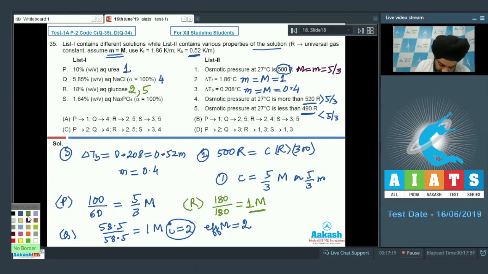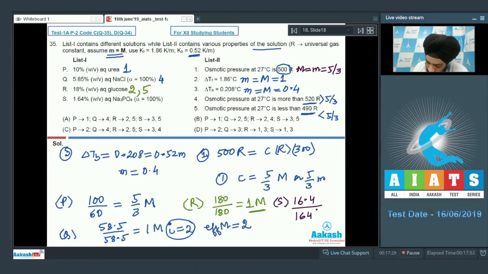If we talk about the last option now, which is the S option. So in S we have 1.64% weight by volume. If we convert this to 1000 ml, we're going to have 16.4 grams of the solute. The molar mass of the solute is 164. So it will be equal to 0.1 molar. And now the i value is equal to 4. So the effective concentration for S, M effective, shall be equal to 0.1 into 4, that is equal to 0.4. So we can see that the 0.4 will be matched with the third option and it will be matched with the fifth option again. So for S, we have to map it to 3, 5.